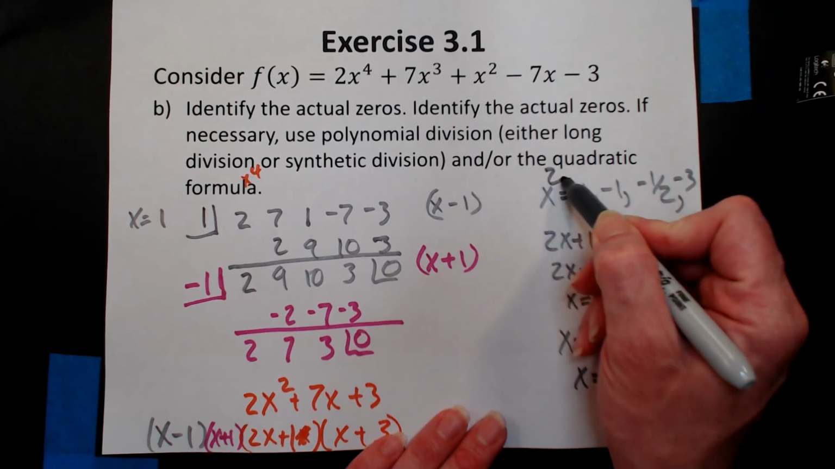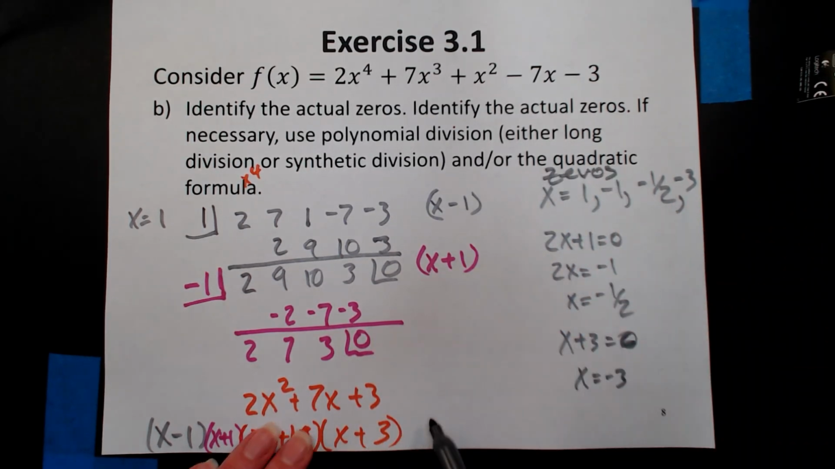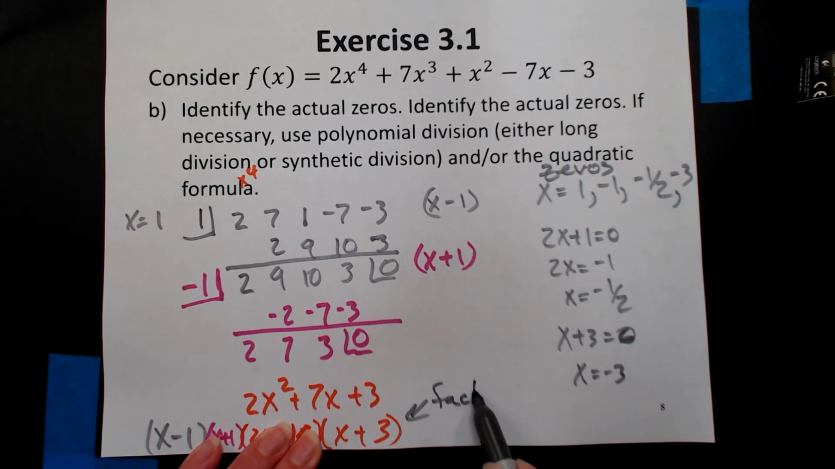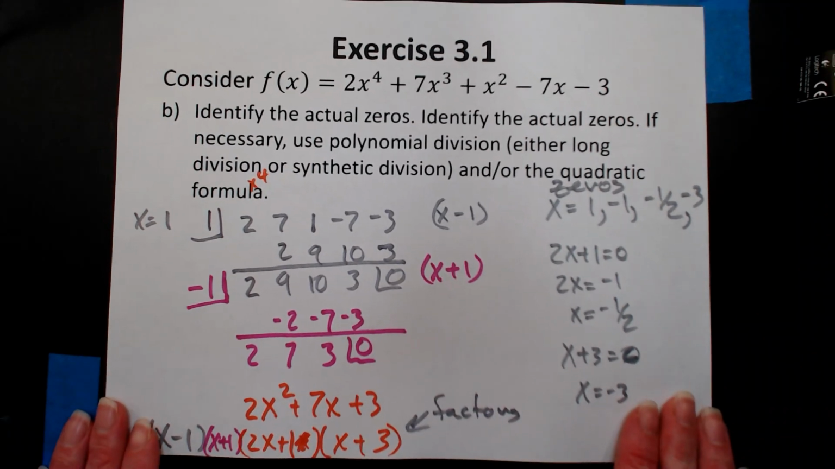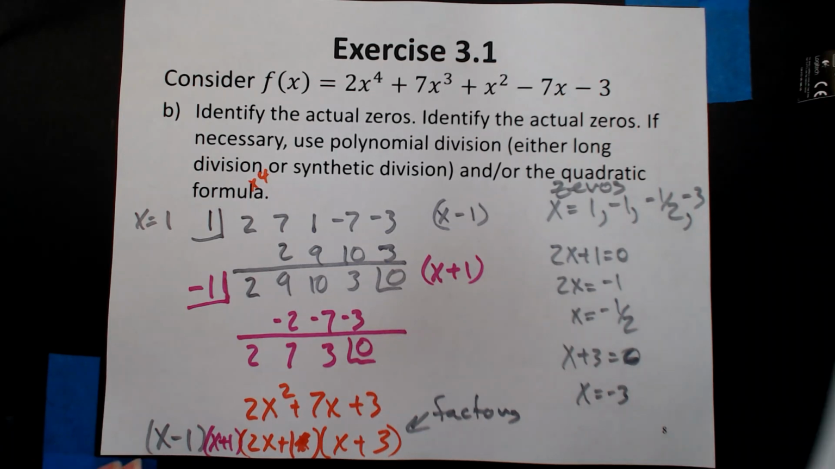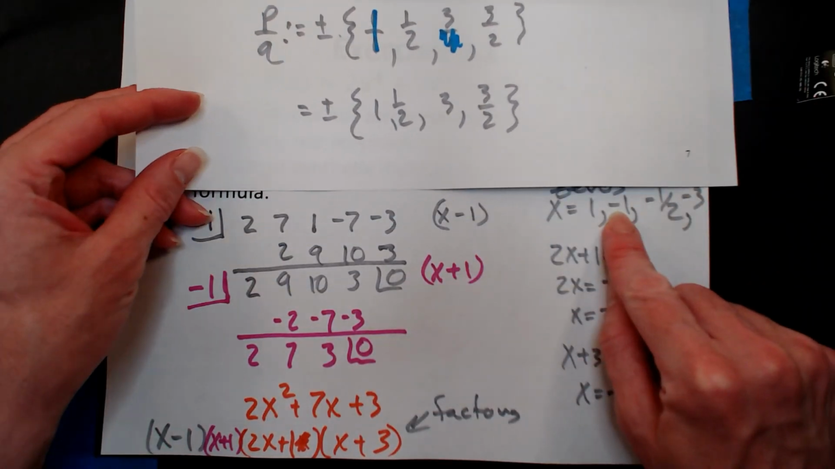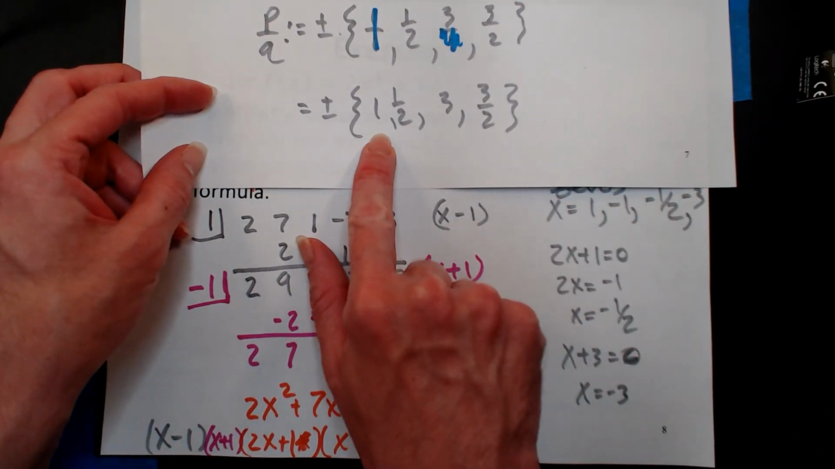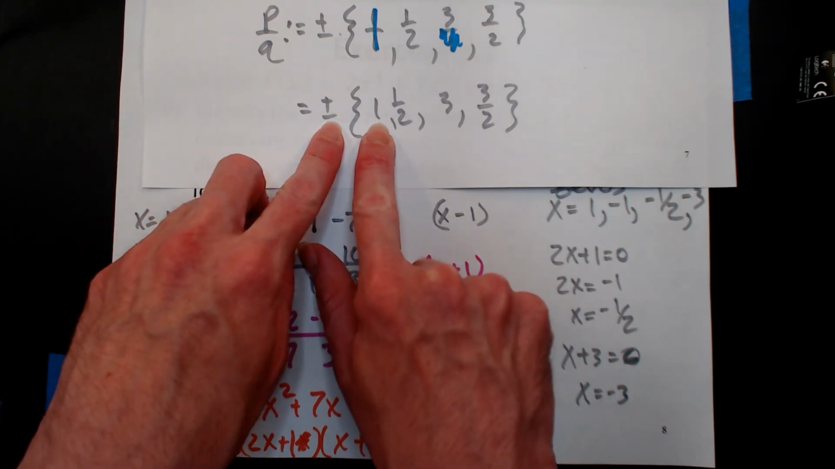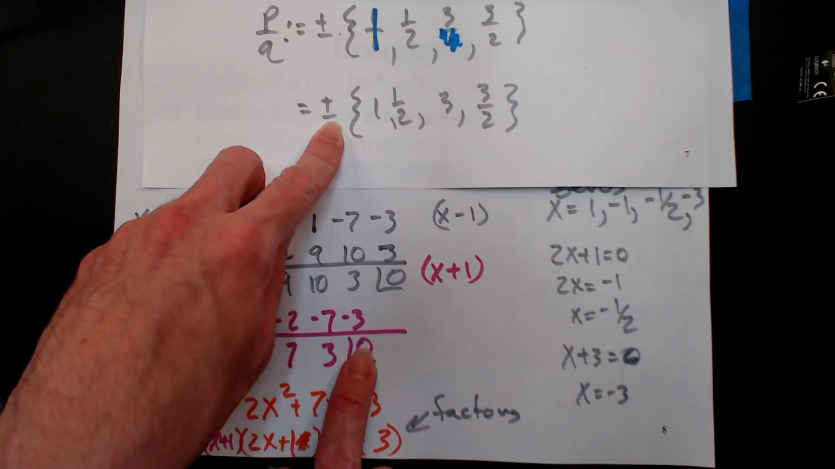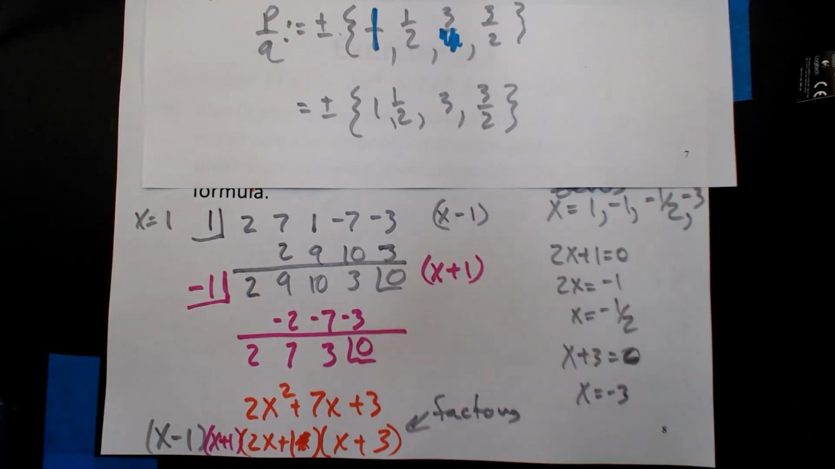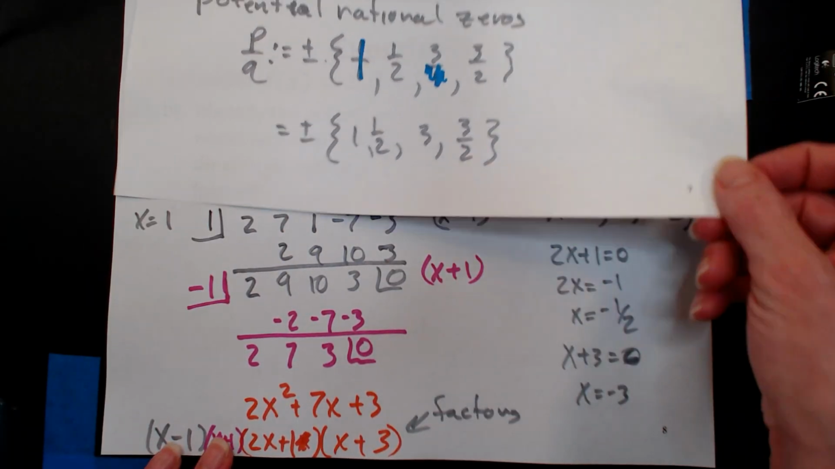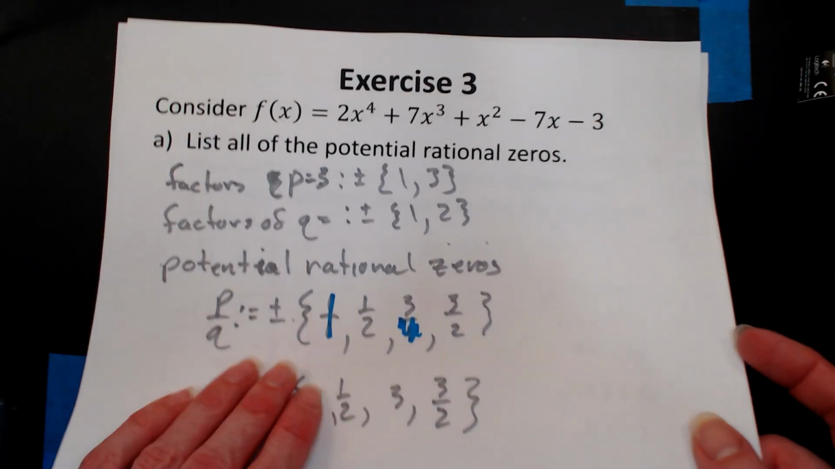So these are my zeros. These are my factors. All right, so that's factored completely. And once again, we can go back and look at this list of factors right here. They were all in my list of potential zeros: 1 or negative 1, negative 1/2, and negative 3. Yep. And that is it for today.